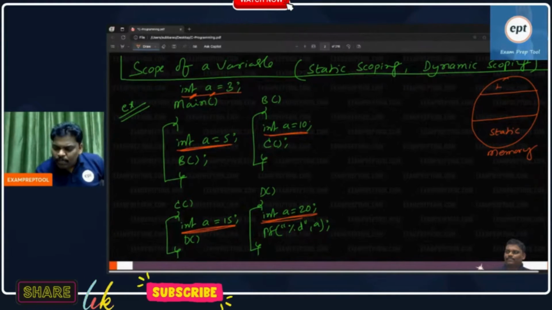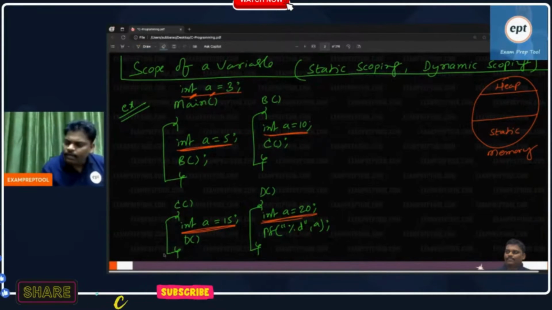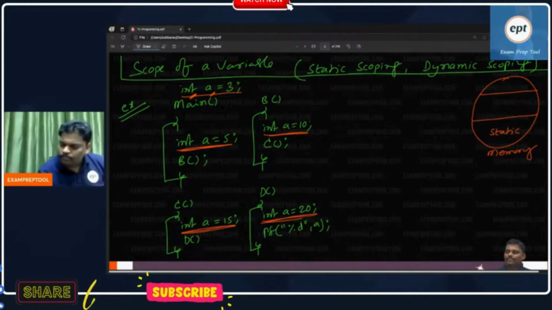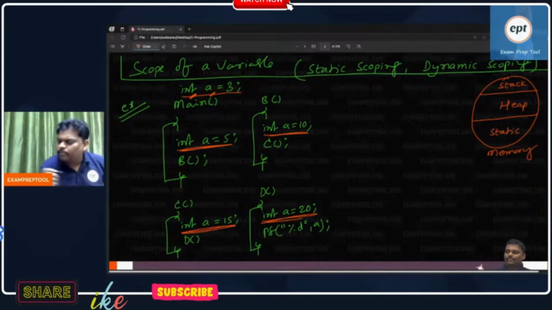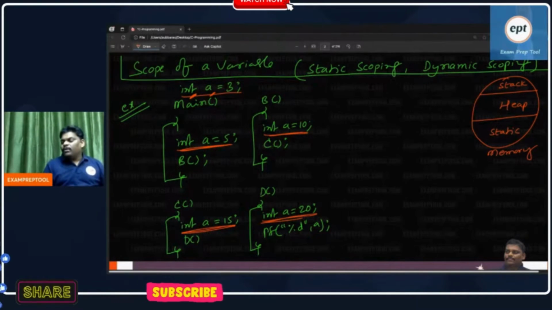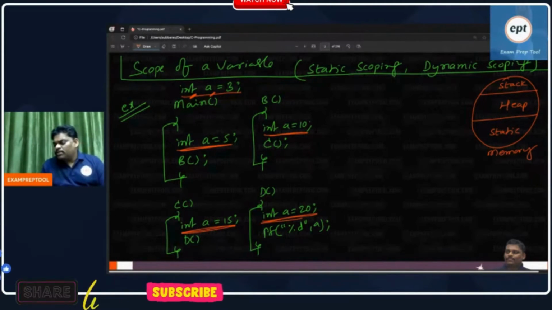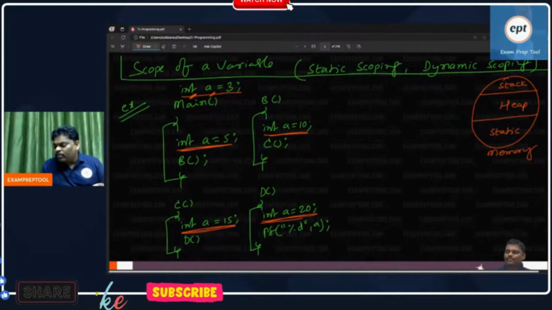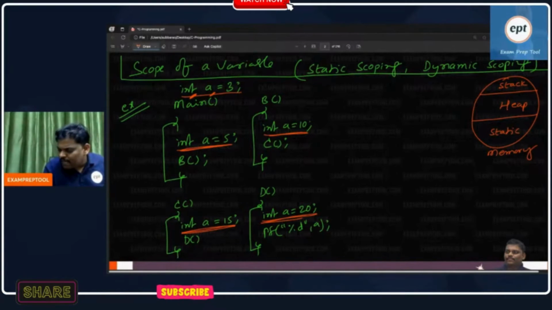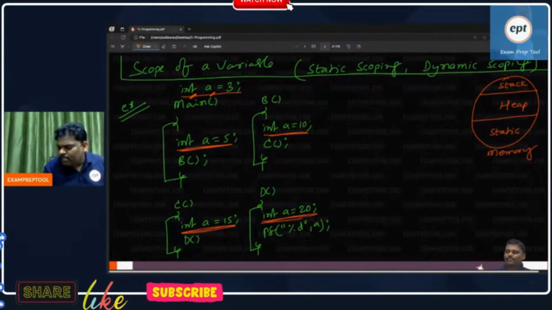One is going to be the heap area. One is going to be the stack area. If you want, you can write here stack area. This is a heap area. Memory will be divided into 3 parts: stack area, heap area, static area. Remember everyone, main memory will contain 3 parts. This is the way the memory will be.